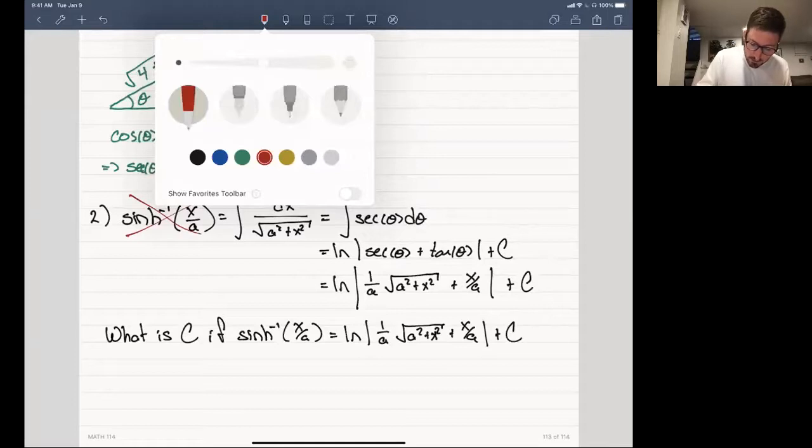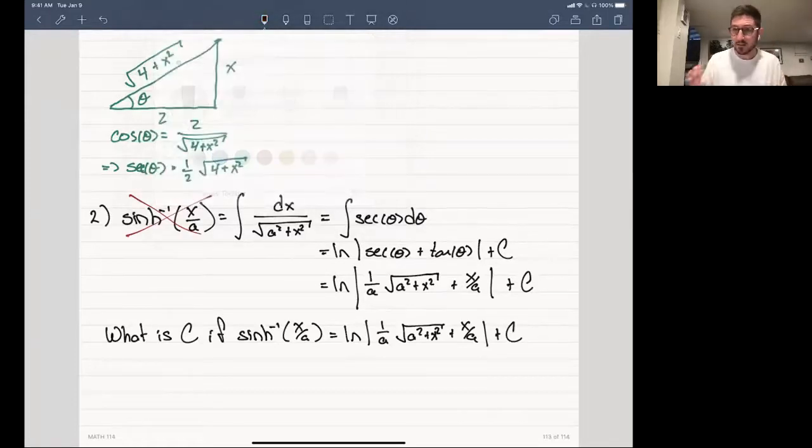Because remember, indefinite integrals give you a set. They don't give you one function. They give you infinitely many functions, one for every value of C, all possible antiderivatives. So you can imagine you have this tuning knob, which is the value of C here. And you are saying, okay, what is the value of C that actually makes this the exact antiderivative? This is all possible antiderivatives of that thing. So which one is it that gives me sinh inverse?